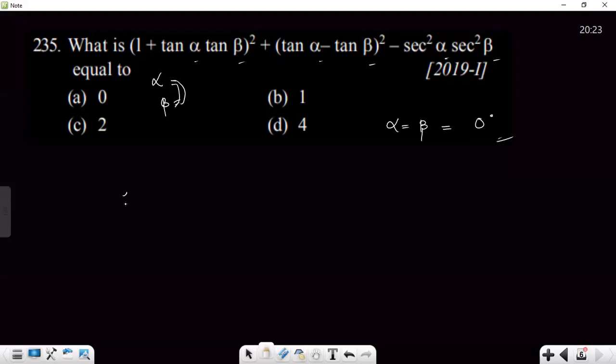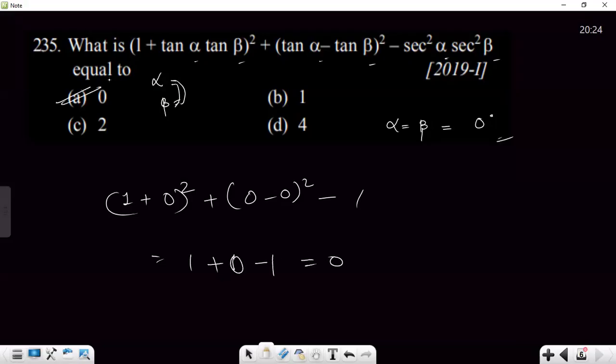So 1 plus tan alpha, which is 0, into 0, whole square, plus tan alpha, which is 0, minus 0, whole square, minus sec square alpha, which is 1 by cos square alpha, 1 by cos 0, that is 1. So this is basically 1. So 1 plus 0 minus 1 will give us 0. First option is the correct answer. We have used the assumption method here, and this method will definitely work for you and save a lot of time.